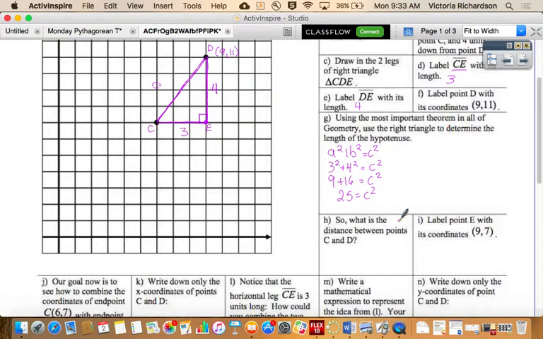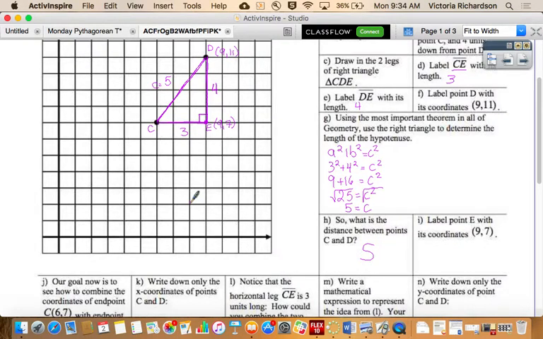Now remember, at the very end, you always have to take the what? The square root. So I'm going to take the square root of both sides. And when I do that, I get 5 equals C. So now I know that my hypotenuse is 5. So H says, what is the distance between points C and D? And the answer is 5. Next it says, label point E with its coordinates, which are 9, 7.